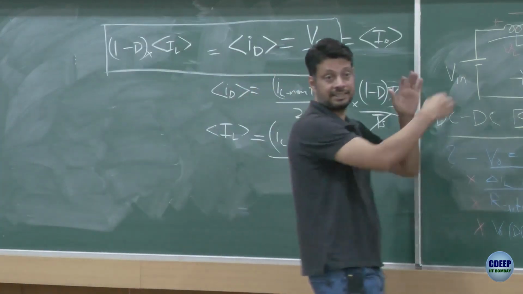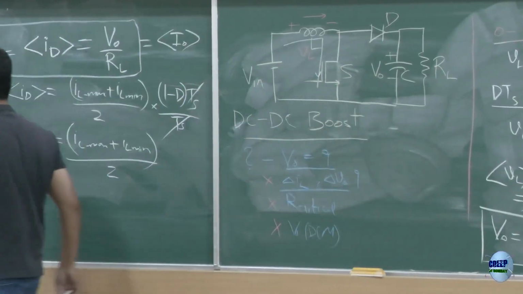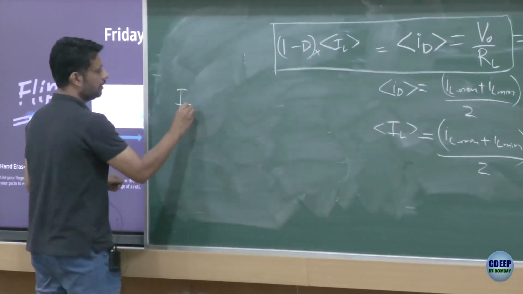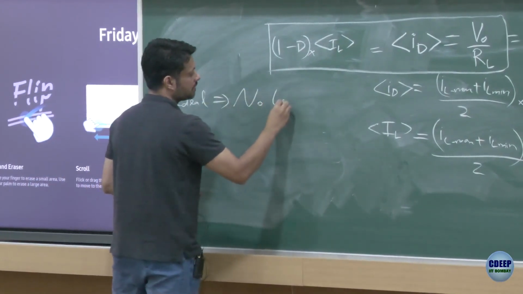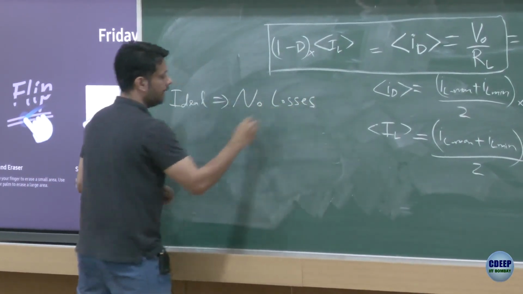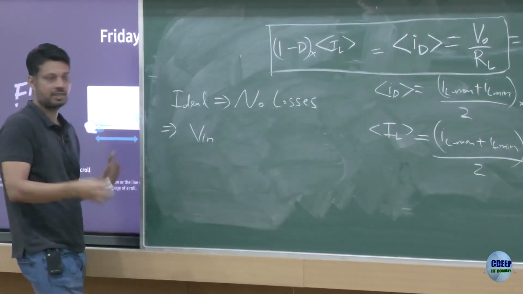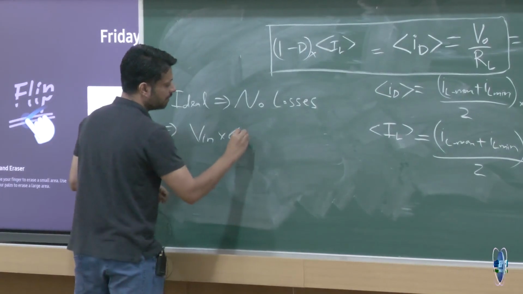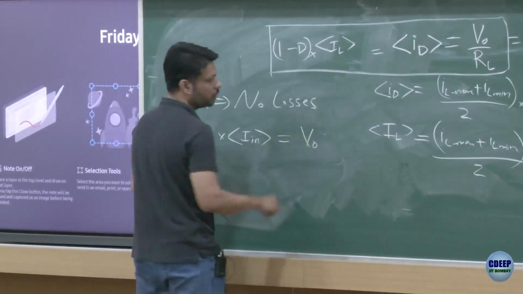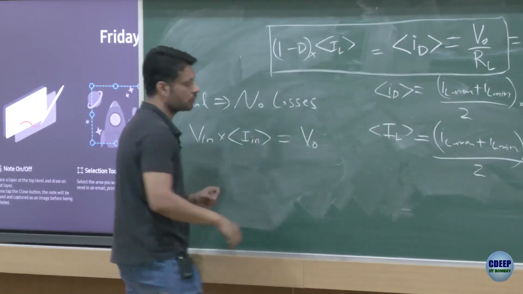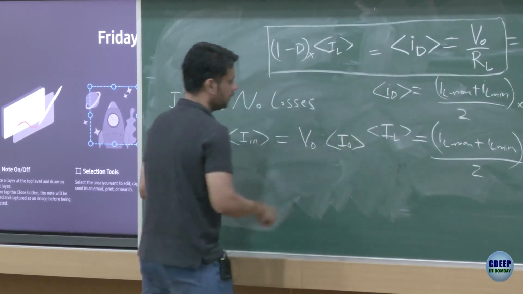We understand this is an ideal converter, so there are no losses happening here. Ideal converter means no losses, which means the average input voltage, constant, multiplied by the average input current is equal to the average output voltage, small ripple, output voltage almost constant, multiplied by the average output current, right?